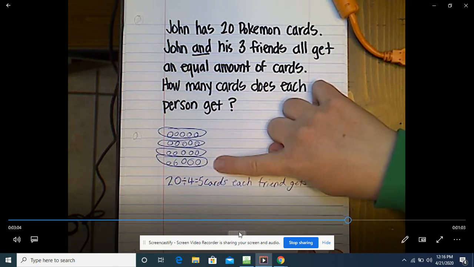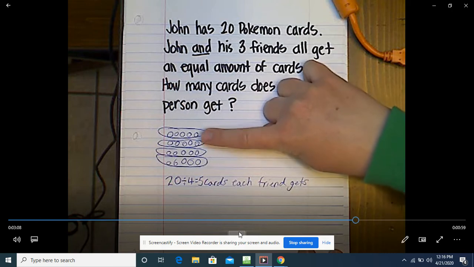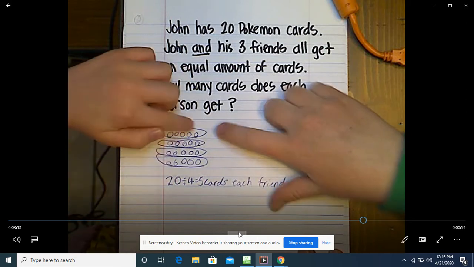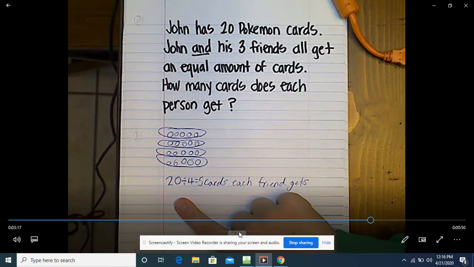How many groups do you have? We have 5. Are you sure you have 5 groups? Check again. How many groups? Oh, I mean 4. Point your finger to each one, because sometimes kids will mistake that and get it kind of twisted around. 2, 3, 4. So you have 4 groups, and then how many are in each? 5. So do you think you can write a related multiplication fact just like you did yesterday?